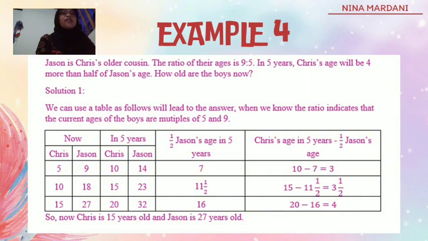In 5 years, Grace 10, Jason 14. Half Jason's age in 5 years is 7. Grace's age in 5 years minus half Jason's age: 10 minus 7 equals 3.